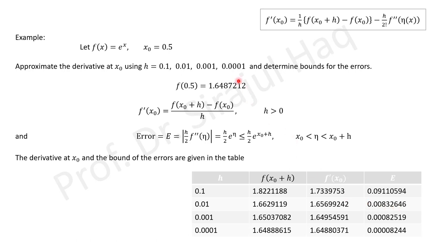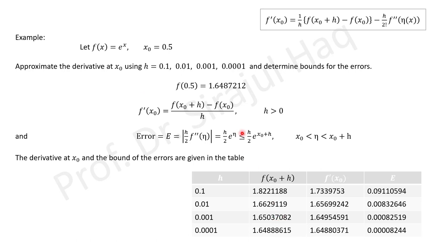When the value of h is 0.001, this value will be f of 0.5 plus 0.001, which is equal to 0.501. Replace x by 0.501 over here, and you are getting this value.